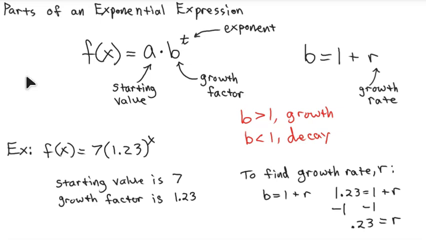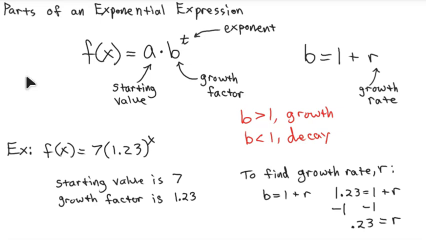All right, so this number is called the starting value. This is called the growth factor, and the exponent, of course, is called the exponent. Then we have what's called the growth rate, and that's this r right here. And r is related to b. We would say that b is always equal to 1 plus r, and so if we solve for r, we get the growth rate.